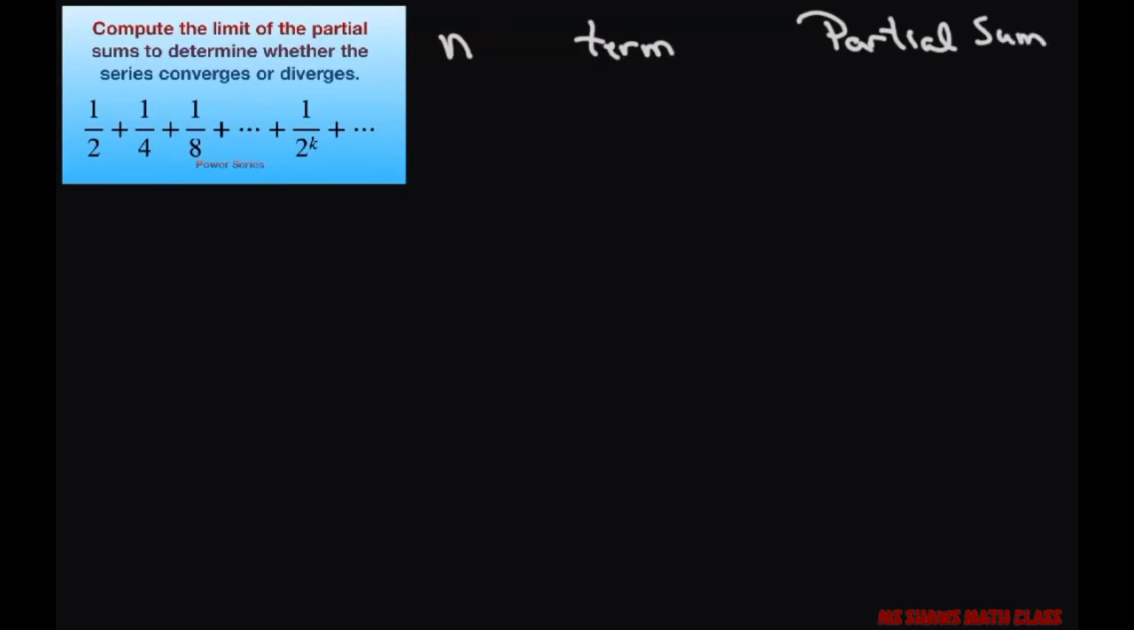And we just have the first three terms here. So let's write this as 1, 2, and 3 for the number of terms. So our first term equals 1/2. So our partial sum is just going to be the sum of your first term, which is just 1/2.